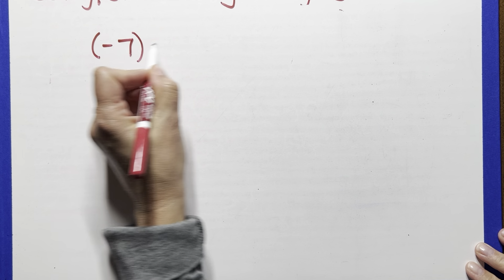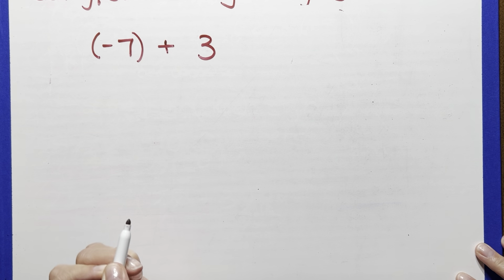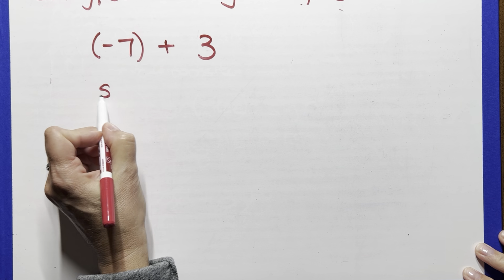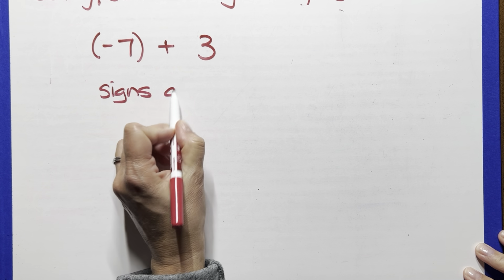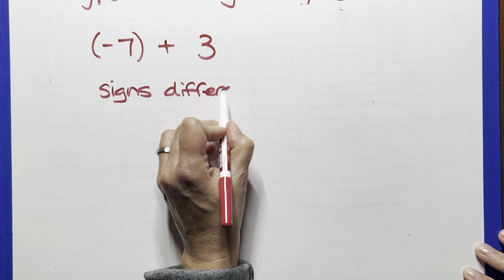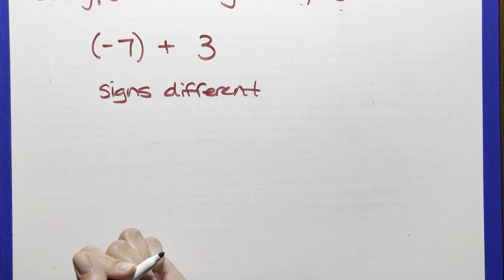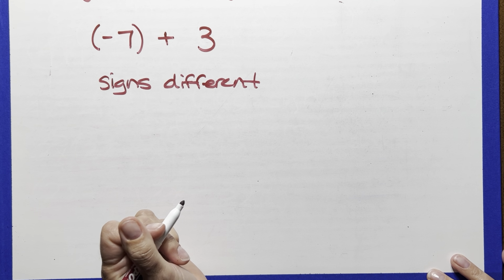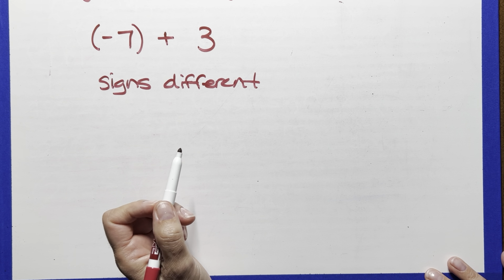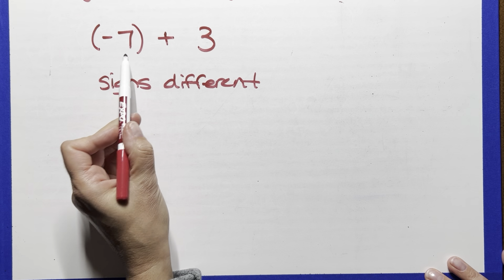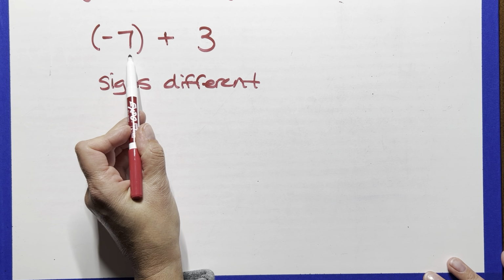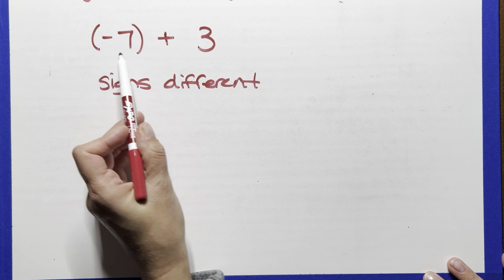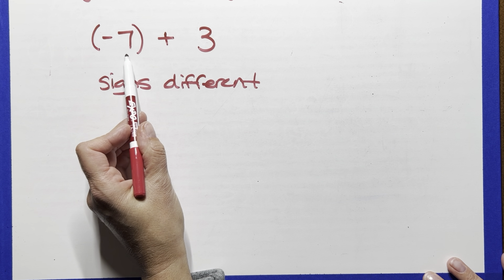I have -7 plus 3. So here's a problem, the first one we've had, where the signs are different. When we have different signs for our two values, then we change the way that we approach the problem. So the first thing I'm going to do is figure out which of the actual absolute value numbers is bigger. Is 7 a bigger number or is 3 a bigger number? Clearly 7 is the larger number.